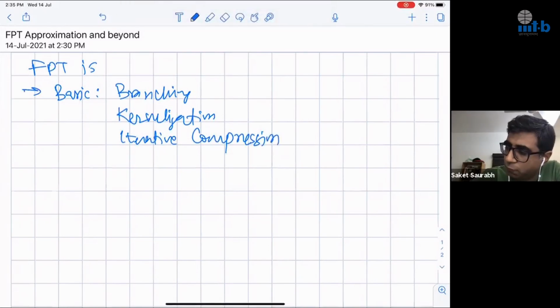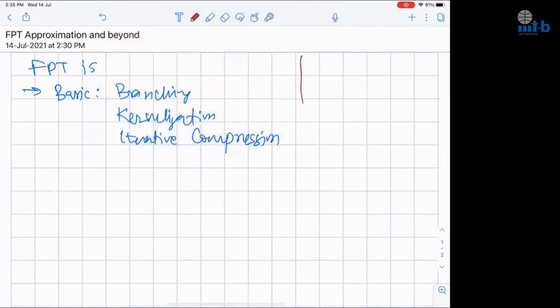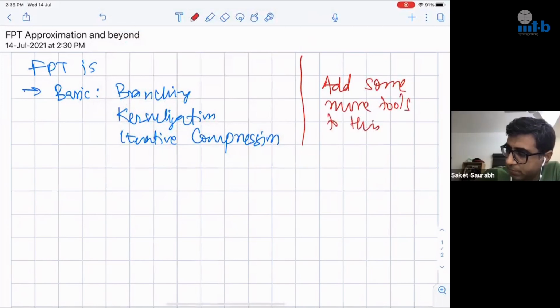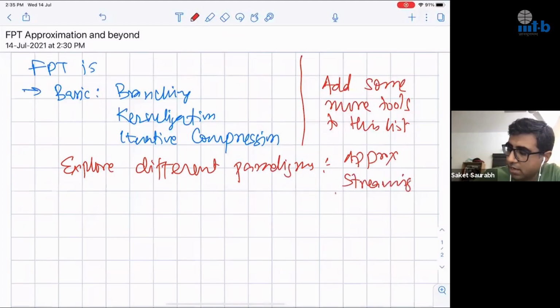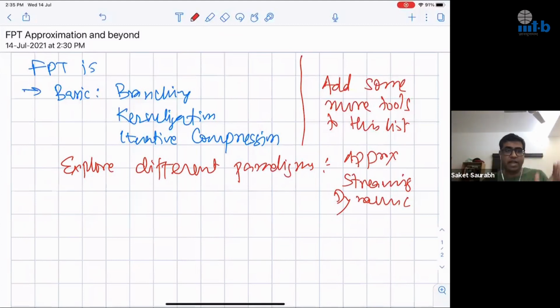So our objective will be twofold. One thing is that we will add some more tools to this list, as well as explore different paradigms, like approximation, streaming, dynamic, you name it. Okay, so that is an overall idea of the lectures.